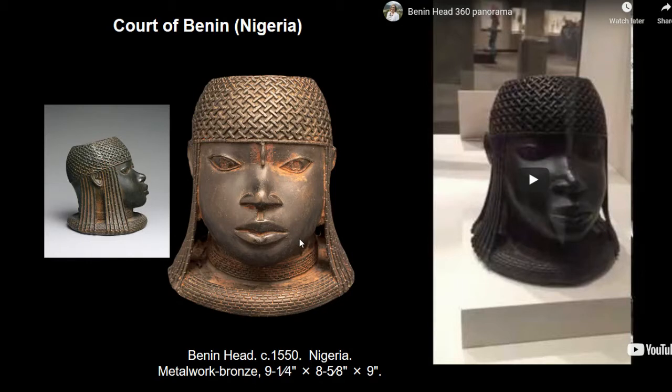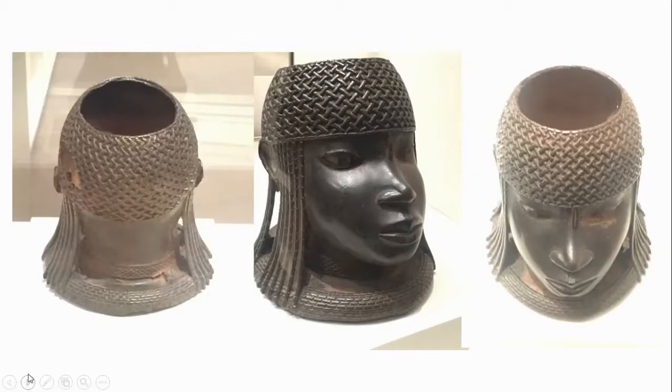Importantly, it's not meant to be a portrait of the king. It's not supposed to look like him. It's just supposed to convey the king, the Oba's authority. So for one thing, the material is bronze, which is a rather expensive material, very hard to come by. It is a hollow cast bronze sculpture, meaning it was made using, of course, the lost wax technique.